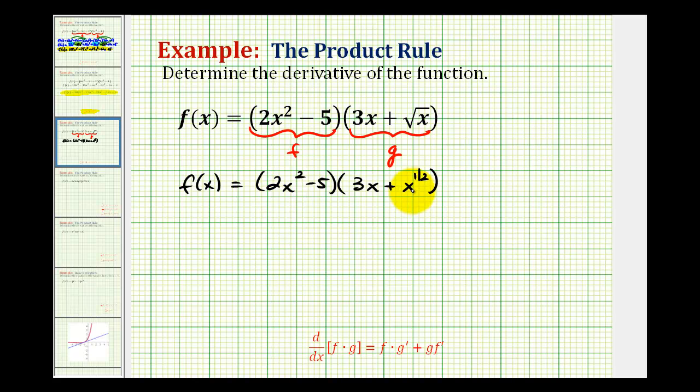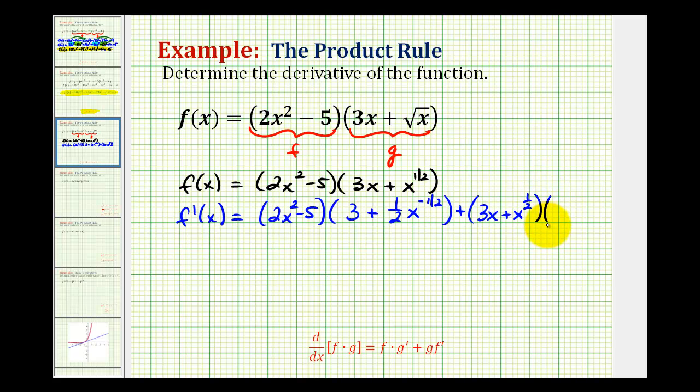So now that all the terms are in the correct form, we can apply the product rule. The derivative is going to be equal to f, our first function, times the derivative of g, our second function. The derivative of 3x is 3, plus the derivative of x to the 1/2, which would be 1/2 x to the 1/2 minus 1, which is negative 1/2, plus the second function, which is 3x plus x to the 1/2, times the derivative of the first function, which will just be 4x.